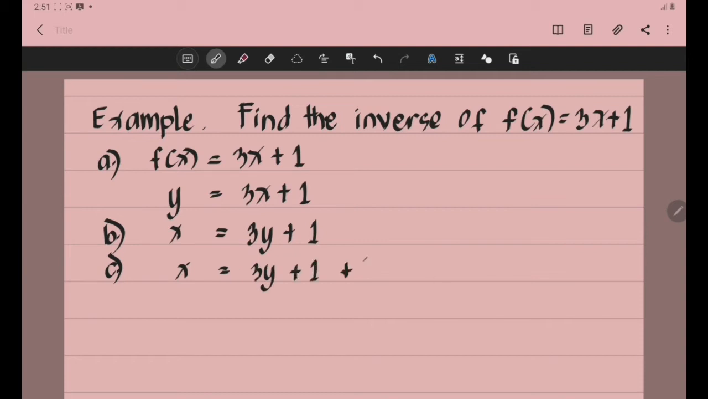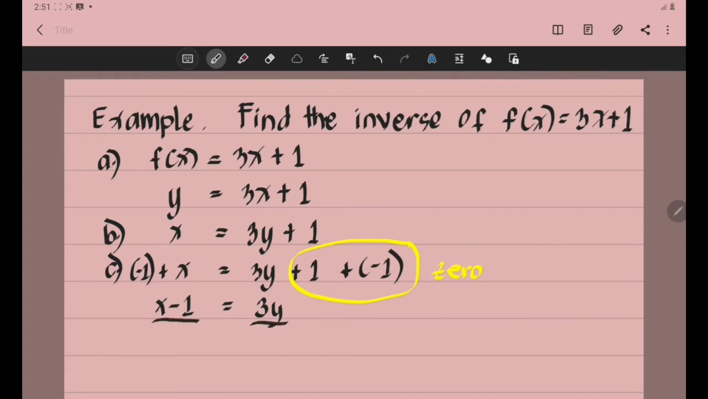So we have to eliminate positive 1. So for us to eliminate positive 1, we have to add both sides of the equation by its additive inverse, and that is negative 1. So we will have x minus 1 is equals to 3y, and positive 1 plus negative 1 is now 0. So on the right side of the equation, we will now have positive 3y. And then again, we have to solve for y. We have to divide both sides by 3.